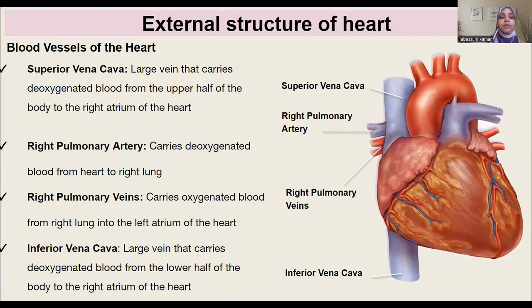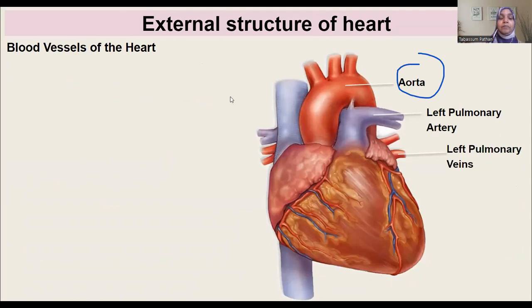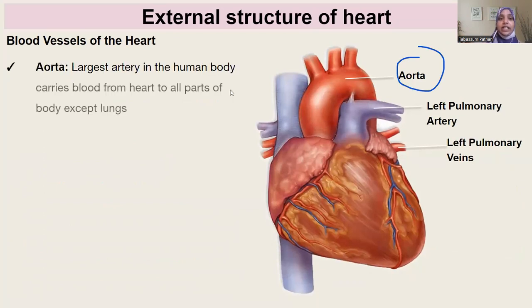Okay, moving forward, another blood vessel on the opposite side. As you can see, aorta. This is the largest artery in the human body, which carries blood from the heart to all parts of the body except lungs. So it will carry blood from the heart to different parts of the body.